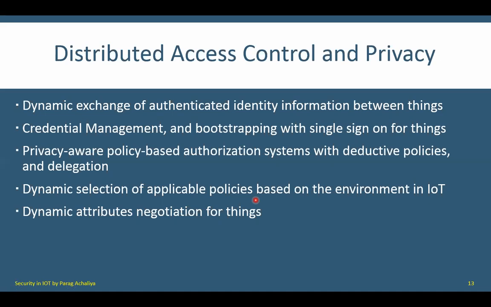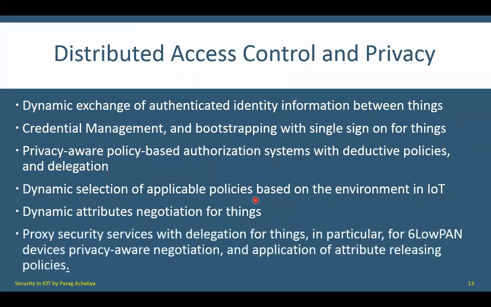Dynamic attributes negotiation for things must be implemented. There should be proper attributes, and all those device attributes must be predefined and properly implemented while implementing your IoT application devices. There should be proxy security service with delegation of things. Whenever a new thing is deployed in your IoT application, a proper proxy security service must be implemented for that particular thing.